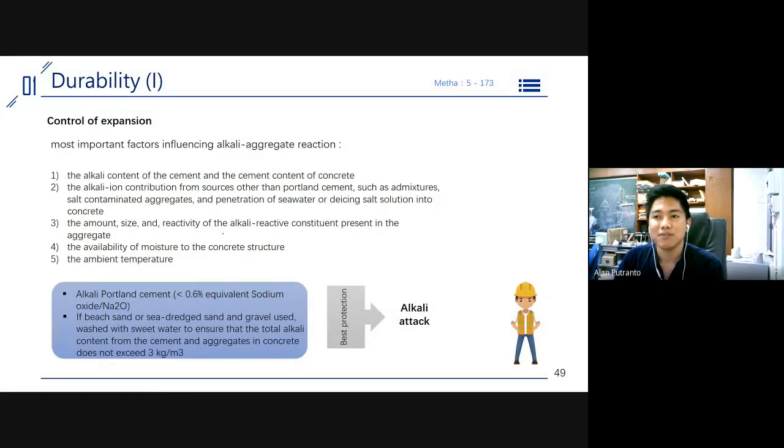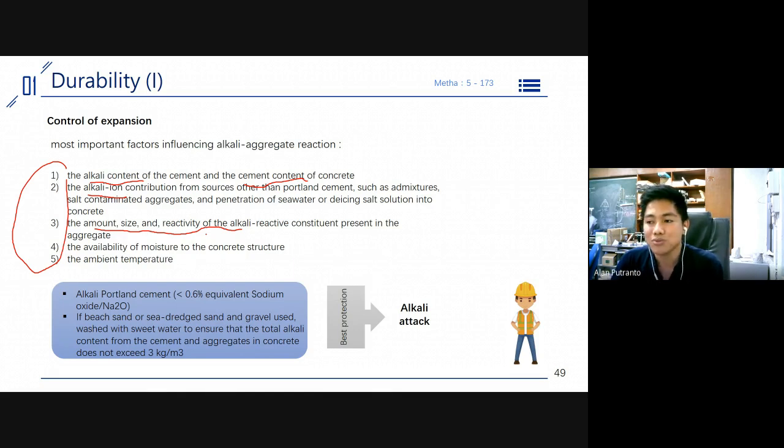The most important factors influencing alkali aggregate reaction, we have 5 factors. As you can see here, the alkali content of the cement and the cement content of the concrete is the first factor. The second one is the alkali ions. The third one is the size, amount, and reactivity of the aggregate. The fourth one is the availability of moisture in the concrete structure. And the last one is the ambient temperature.